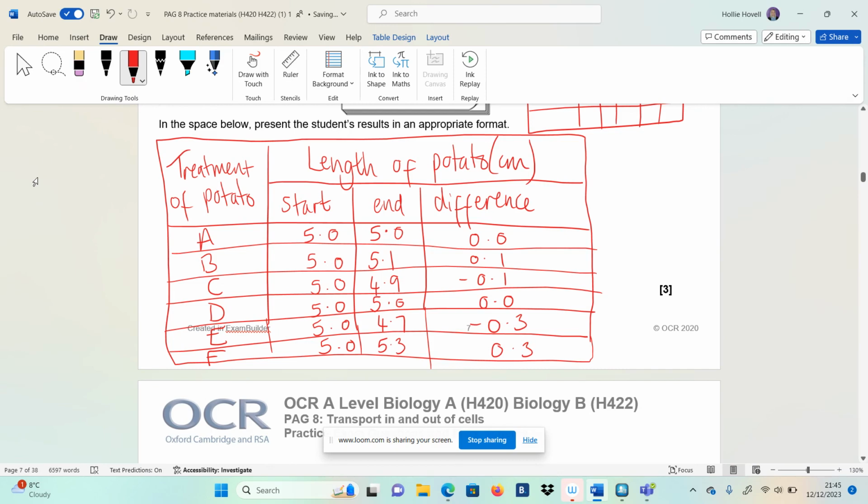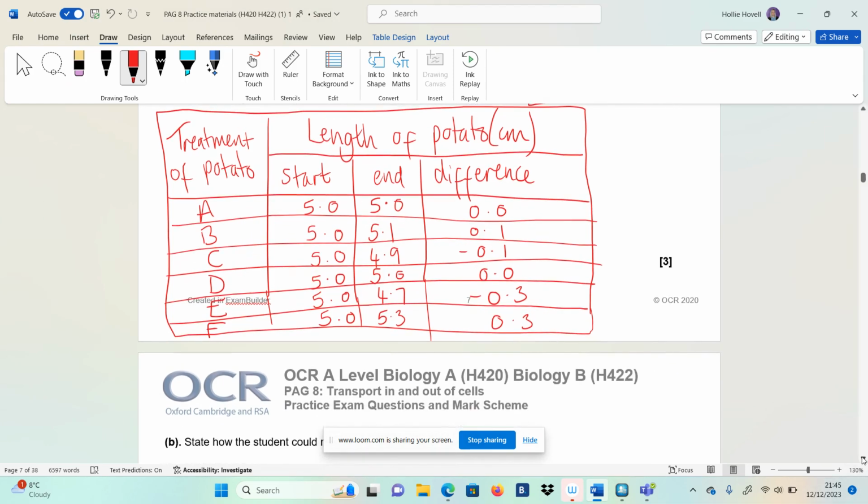So make sure you've labelled your headings. Make sure you've got your columns the right way around. If you've got your dependent on the left, you won't get the marks. So make sure you know how to do tables. Hopefully you're having lots of practice in class.